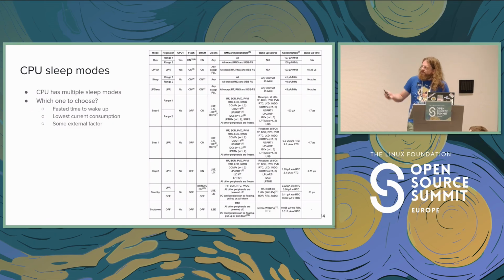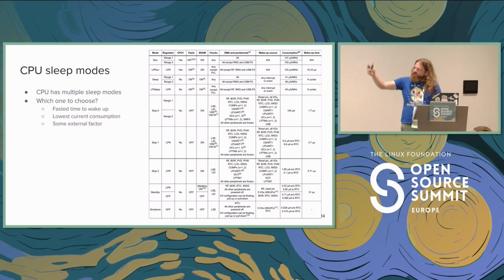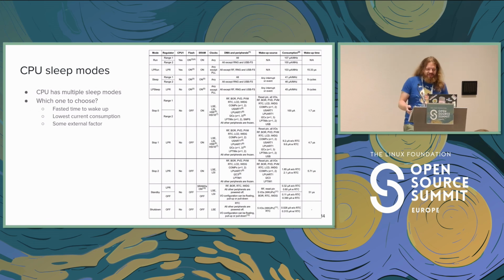This is an example from an STM32WB55. It has the run mode, the low power run, the sleep, low power sleep, stop 0, 1, 2, standby, shutdown. We're always going to choose the one with the highest energy efficiency, so shutdown. But if you do shutdown, then we have to wake up and do all the initialization again, and our RAM is gone. So maybe not shutdown, but standby. Standby is awesome. Yeah, can we wake up from standby? Let's do stop 2, but we have a 5.7 microsecond wake up time.